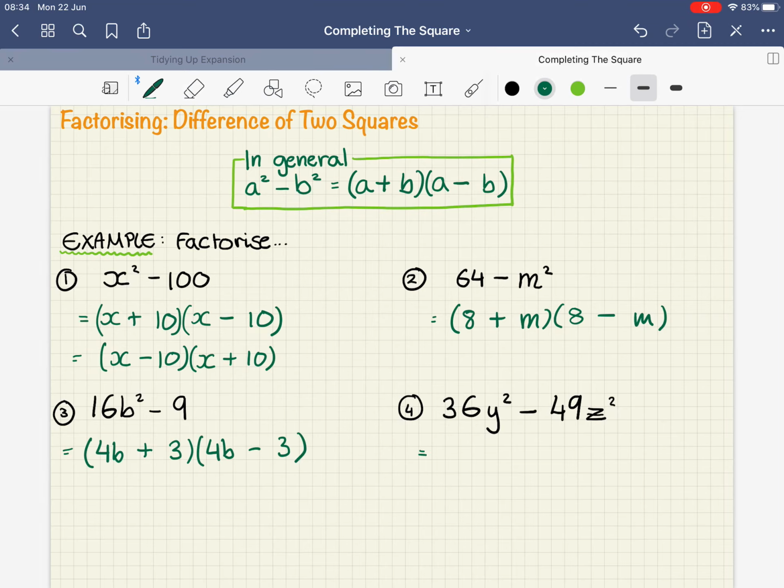So let's look at another one where I do that. So I've got 36y squared. So firstly, square root of 36 is 6. Square root of y squared is y. Then the square root of 49 is 7. And the square root of z squared is z. And then alternating the signs. Okay.